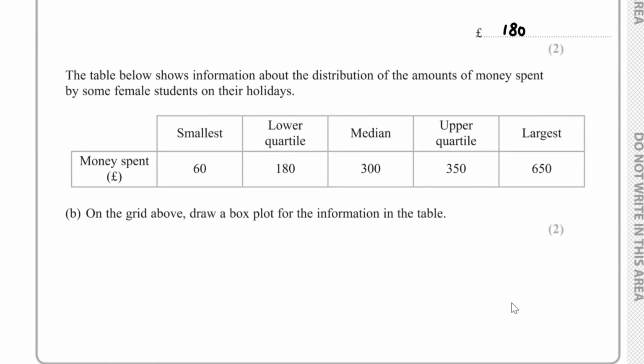Now for part B. The table below shows information about the distribution of the amounts of money spent by some female students on their holidays. We've got the smallest value, the largest value, the median, the lower quartile, and the upper quartile, and on the grid below we have to draw a box plot for this information.